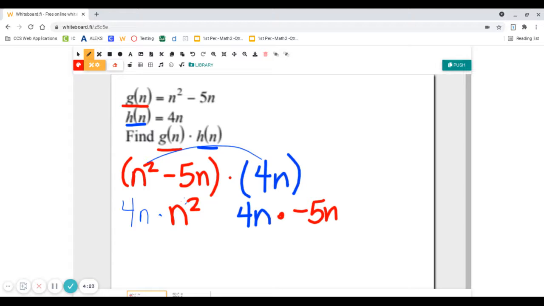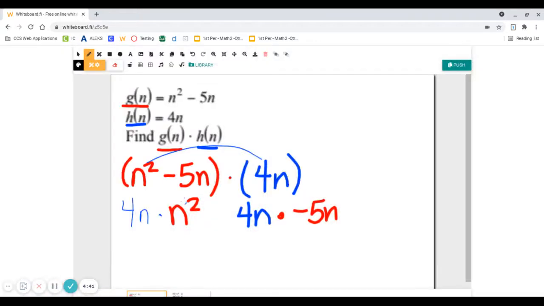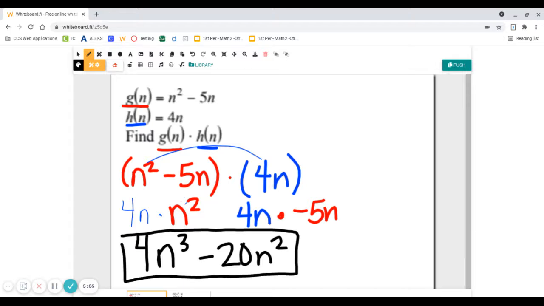So here we're multiplying 4n times n squared. This is going to become n to the third. The 4 is going to multiply the coefficient of 1 for n squared. So we're going to get 4n to the third power. And from positive 4 and negative 5 is going to become negative 20. And n times n is n squared. Okay. Now we have our answer. We cannot combine. So this is our answer.